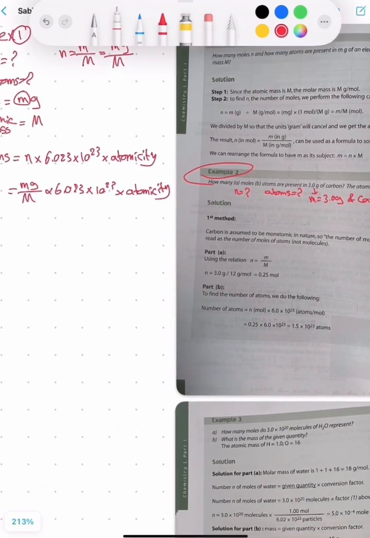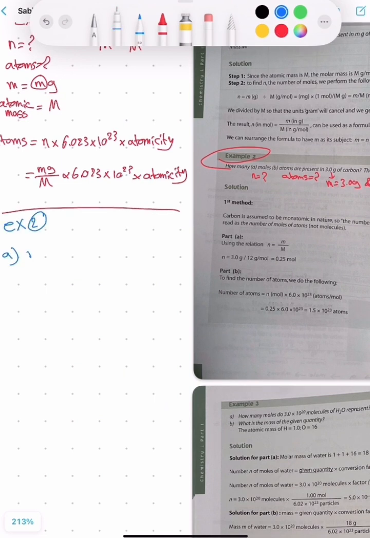How would you calculate number of moles? Number of moles is equal to mass over molar mass. How much is the mass? 3 grams. How much is the molar mass of carbon? In nature it is just carbon, and the atomic mass is 12. So that's your molar mass, gram per mole. So number of moles is equal to 0.25 moles.